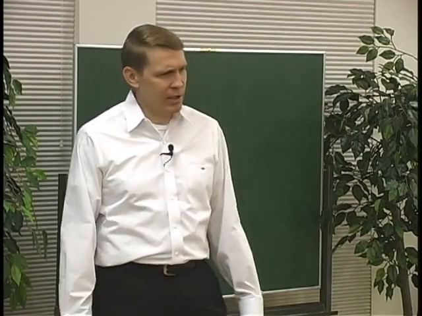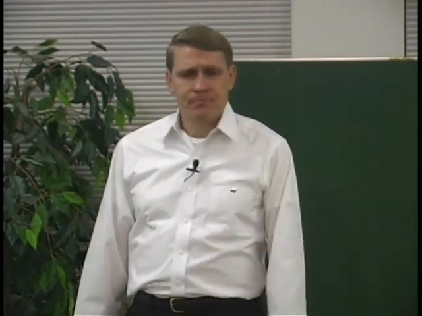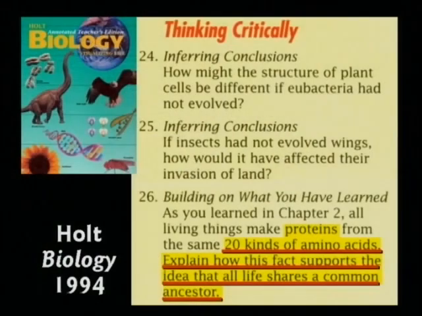Question 25, inferring conclusions. If insects had not evolved wings, how would it have affected their invasion of land? What a stupid question. Assuming, of course, they evolved wings. Look at this, number 26. As you learned in chapter 2, all living things make proteins from the same 20 kinds of amino acids.